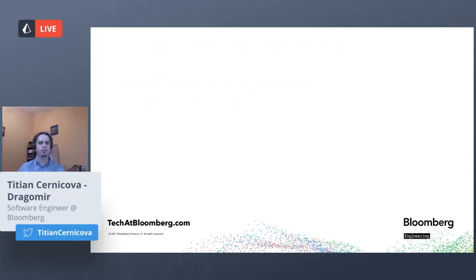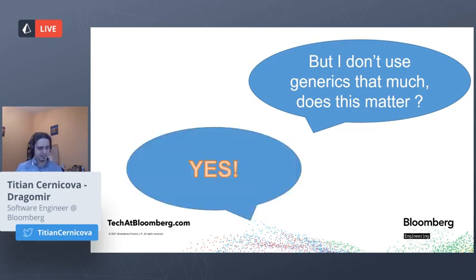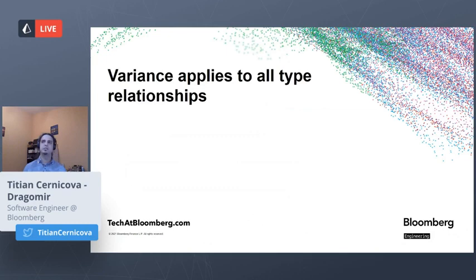So I know what you're probably thinking right about now is, okay, but I don't use generics that much. Does this really matter? The answer is yes, because even though we've talked about variance mostly in terms of generic types, variance applies to all type relationships. So the positions that we've discovered that govern how variance looks in TypeScript actually apply when TypeScript tries to relate all types. What do I mean by this?